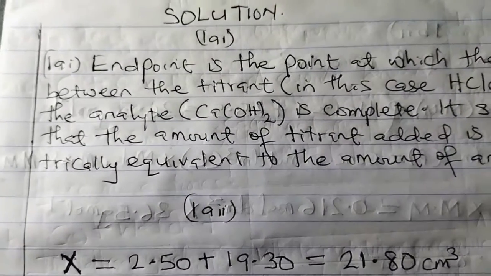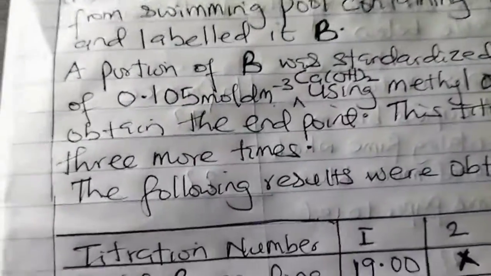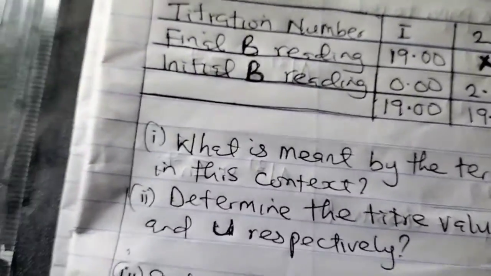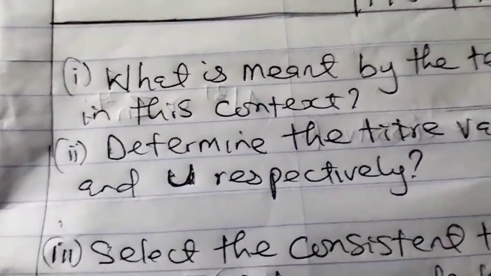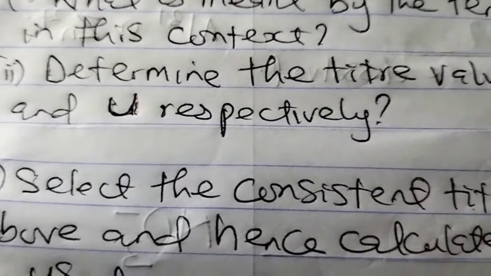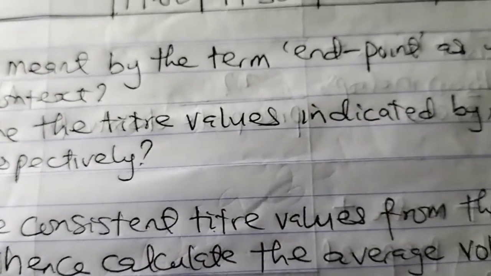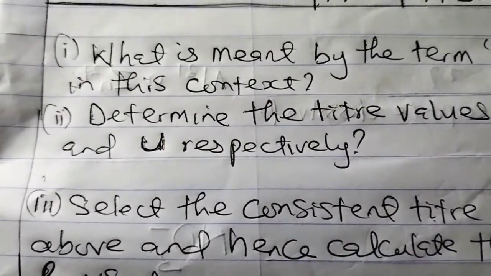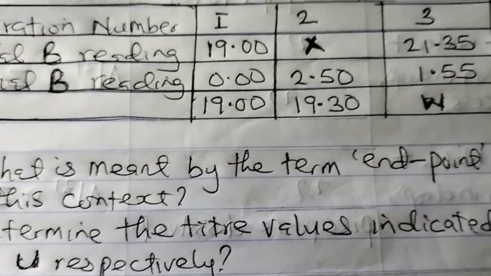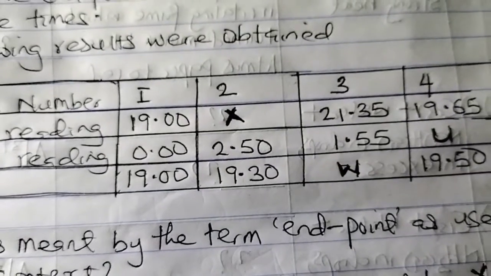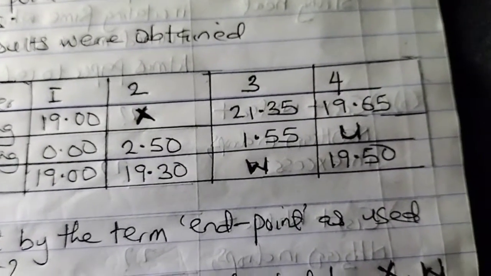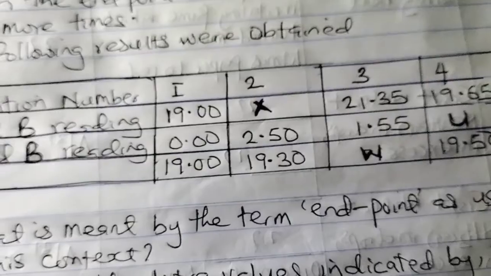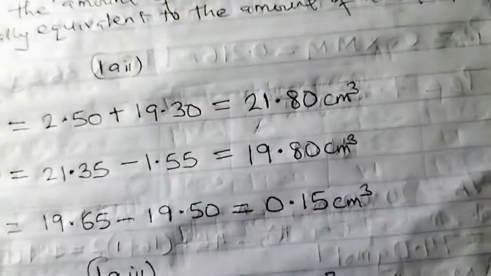We'll now go to question 1AII. 1AII says, determine the titre values indicated by S, W, and U respectively. You can see from the table the unknown values there, S, W, and U. We are asked to determine the values of S, W, and U. We'll go to the solution.